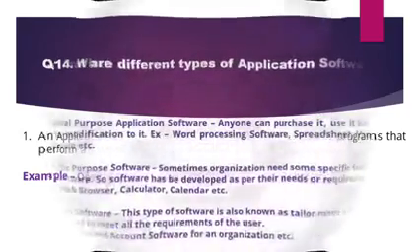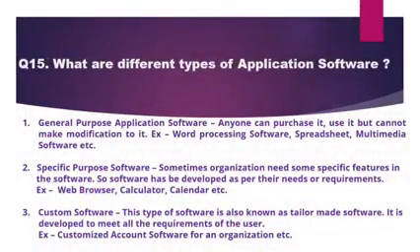Now come to question number 15. What are the different types of application software? So there are three kinds of application software. First one is general purpose application software. Anyone can purchase it, use it, but cannot make modification to it. Example, word processing software, spreadsheet, multimedia software, etc.